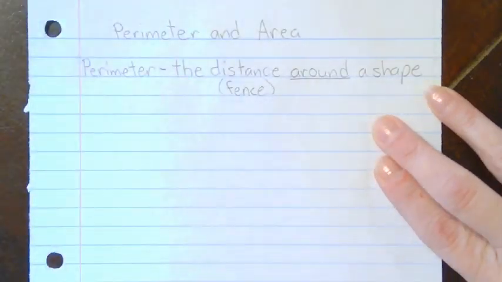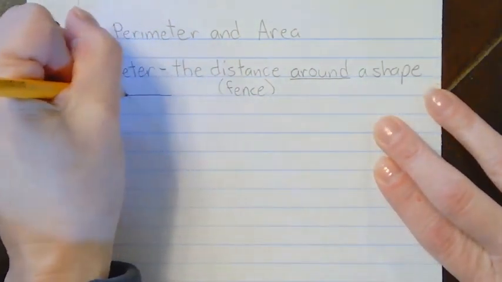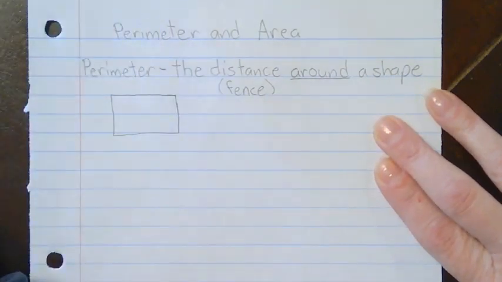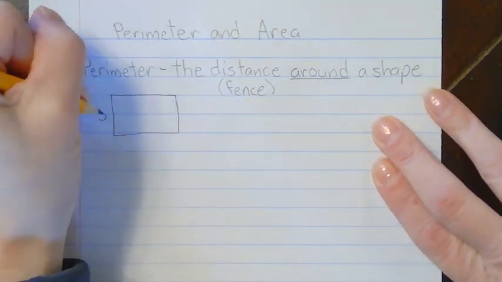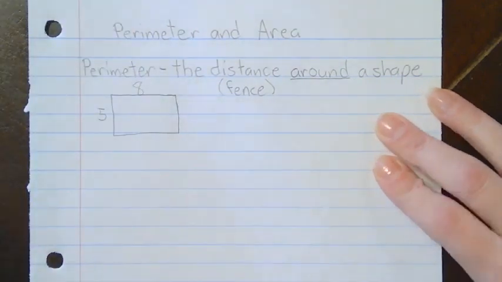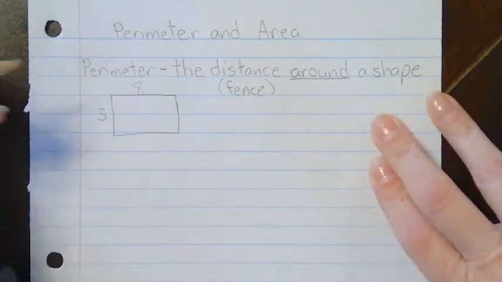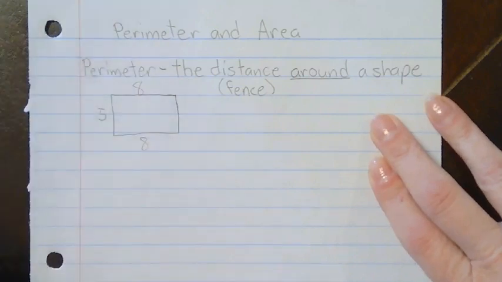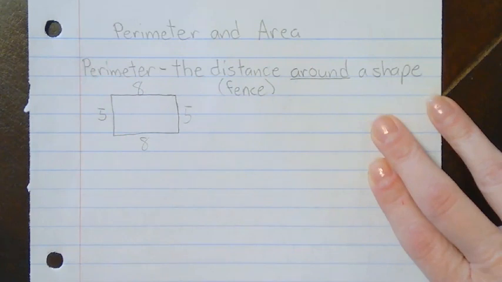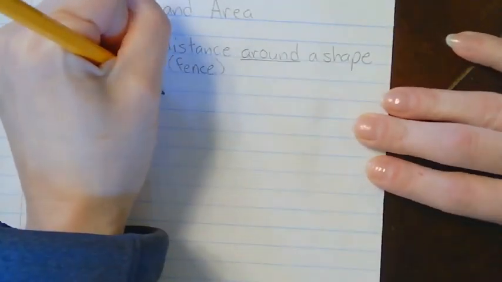So here is how you figure out how to calculate perimeter. Let's say I have a rectangle. And this side is 5 and this side is 8. So how you would figure this out is that if this side is 8, then this side must be 8. And if this side is 5, that side must be 5. So I would add these all together to find perimeter.